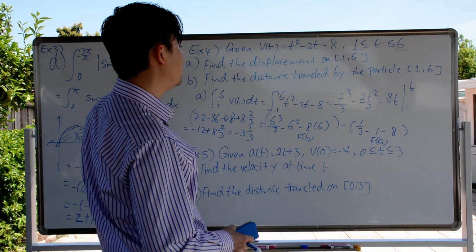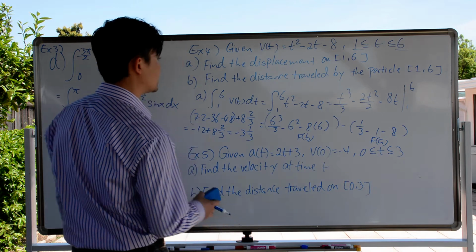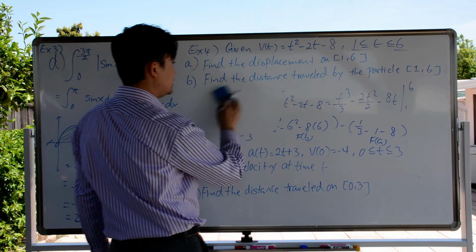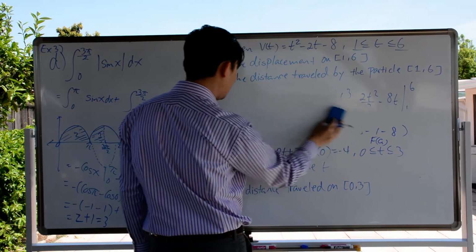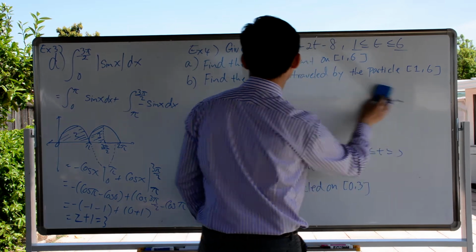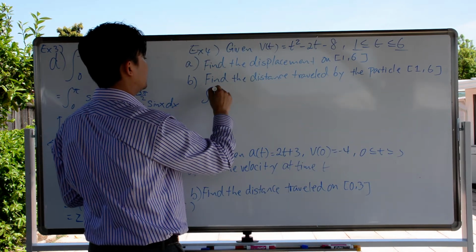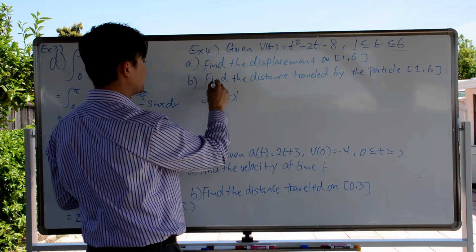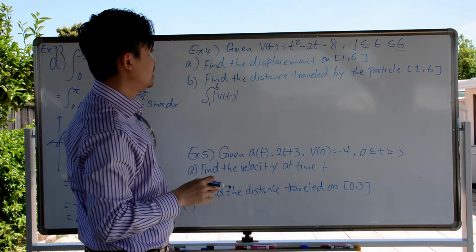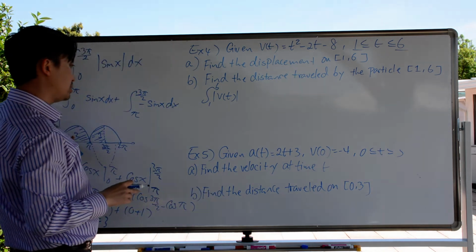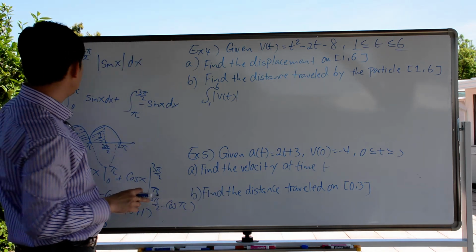Okay, so now what about for part B? Find the distance traveled by the particle from 1 to 6. So in order to find the distance, the distance is always considered positive. So that means we want to integrate the absolute value of the velocity. Okay, so take a look at that. So the integral of the absolute value of v of t, and this one goes all the way from 1 to 6.